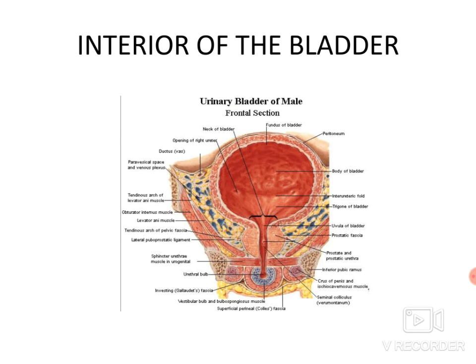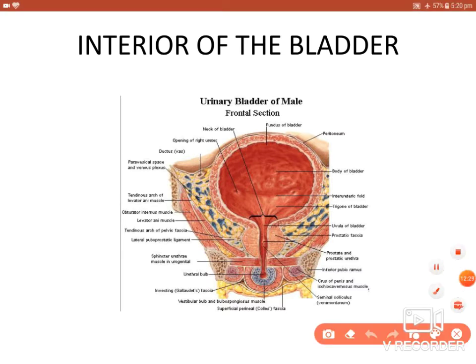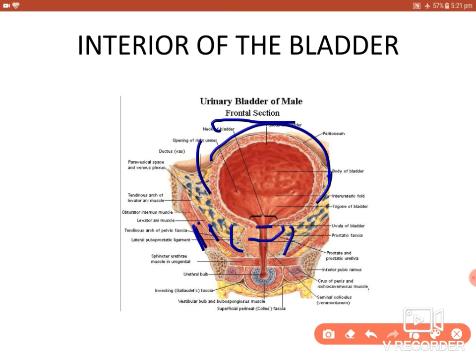Then coming to the interior of the bladder, what you're seeing here is the frontal section. Here you can see the urinary bladder of a male. Here the prostate is there. You can see the muscles. This one is the levator ani. This is the obturator internus. It relates to the infralateral surface. Here this part is the neck of the bladder. From here, this orifice is the internal urethral orifice. Urethra starts.